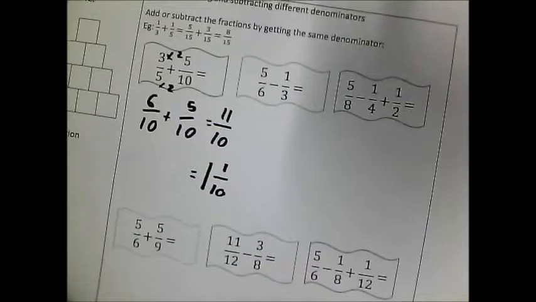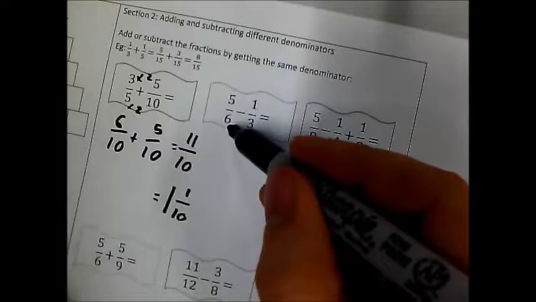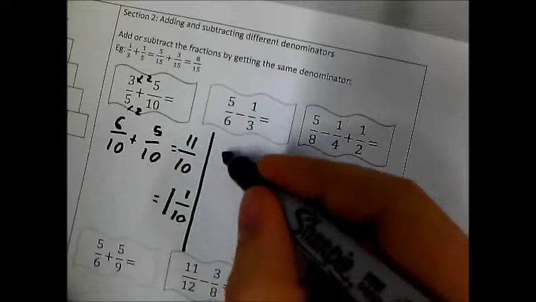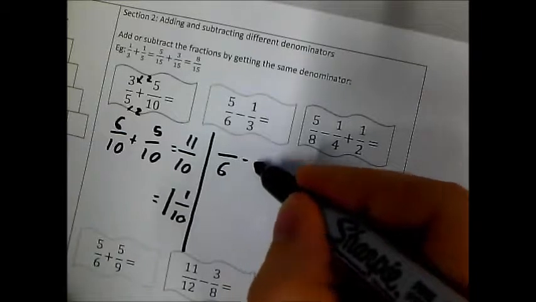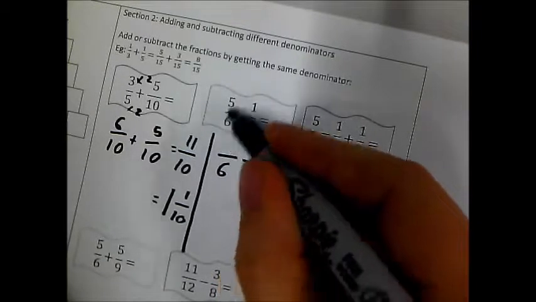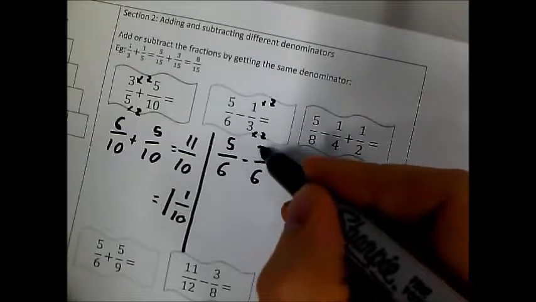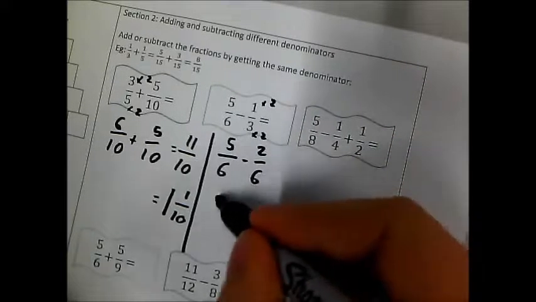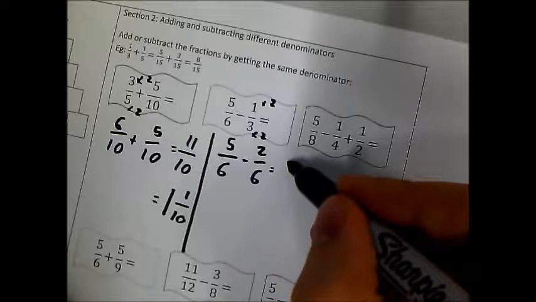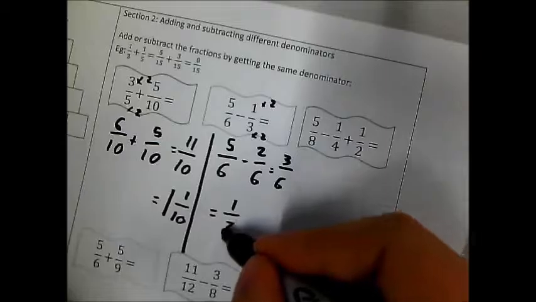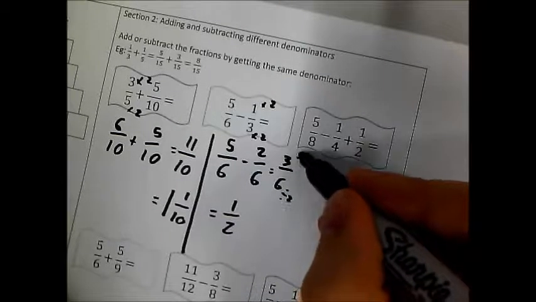Okay, next one. I want a common denominator of 6 and 3. That's going to be both 6. So that stayed the same. I want to multiply that by 2, so multiply that by 2, and I get 5/6 take away 2/6 is 3/6, and that is the same as a half. Divide top and bottom by 3.